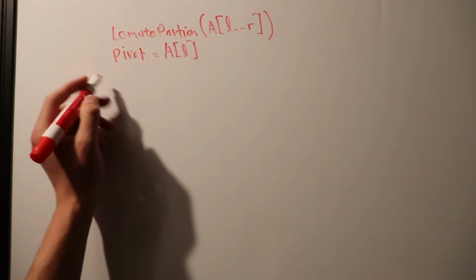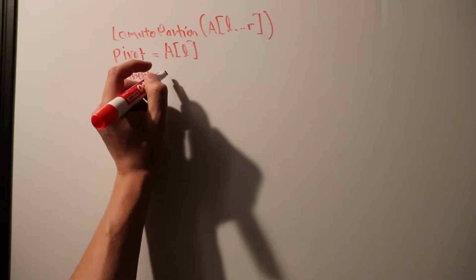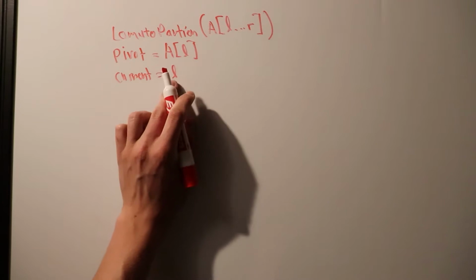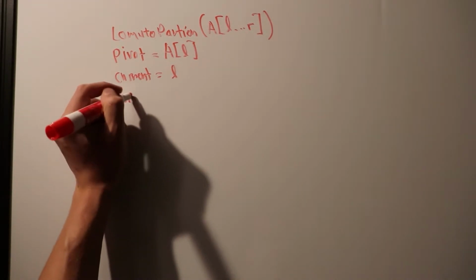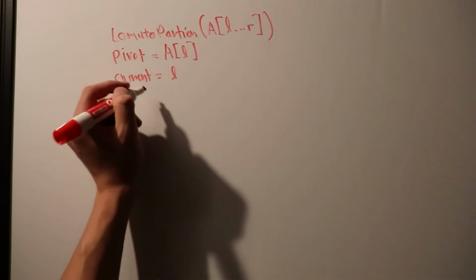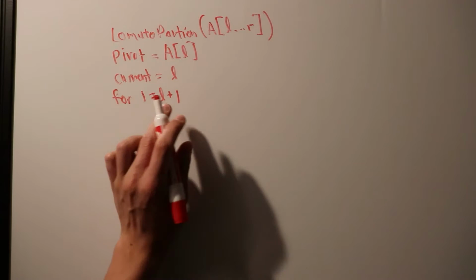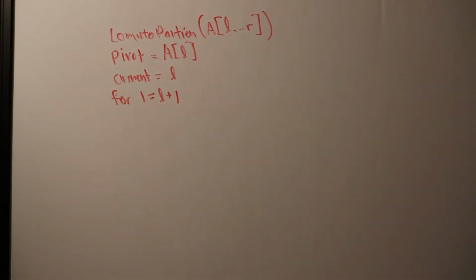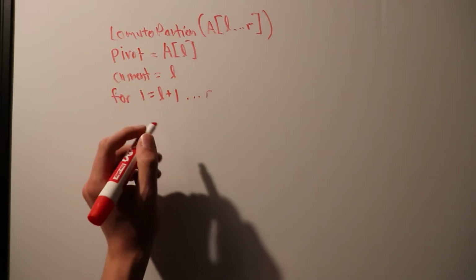Now I'm going to say that my current is equal to whatever that number is at L. So now let's make a for loop. For i is equal to L plus 1, so this is whatever's directly to the right of that element all the way to the right side.